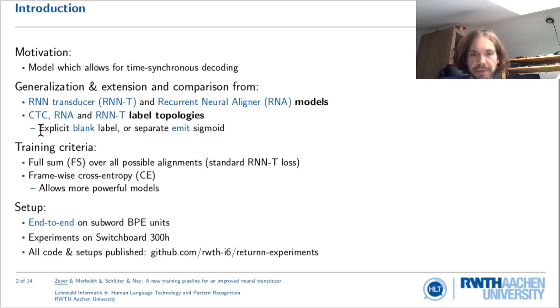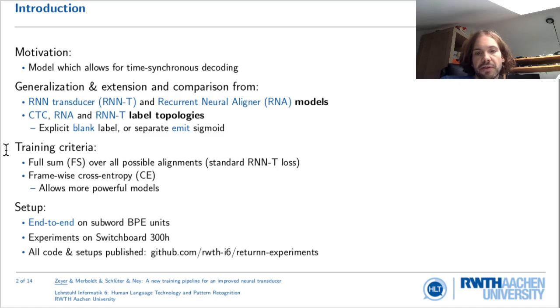And then also we compare the difference between having an explicit blank label, like this is usually the case for these models, but we could also have this as a separate emit sigmoid probability, which states whether there's a new label or not.